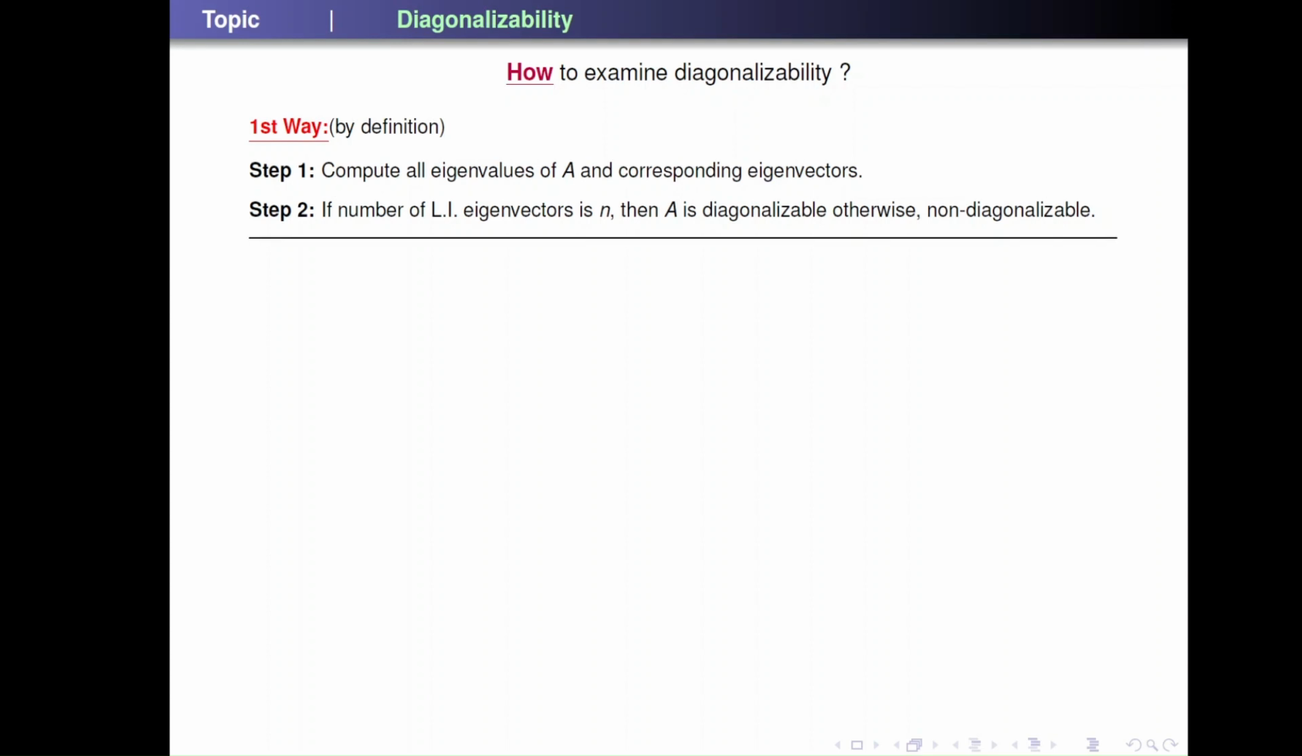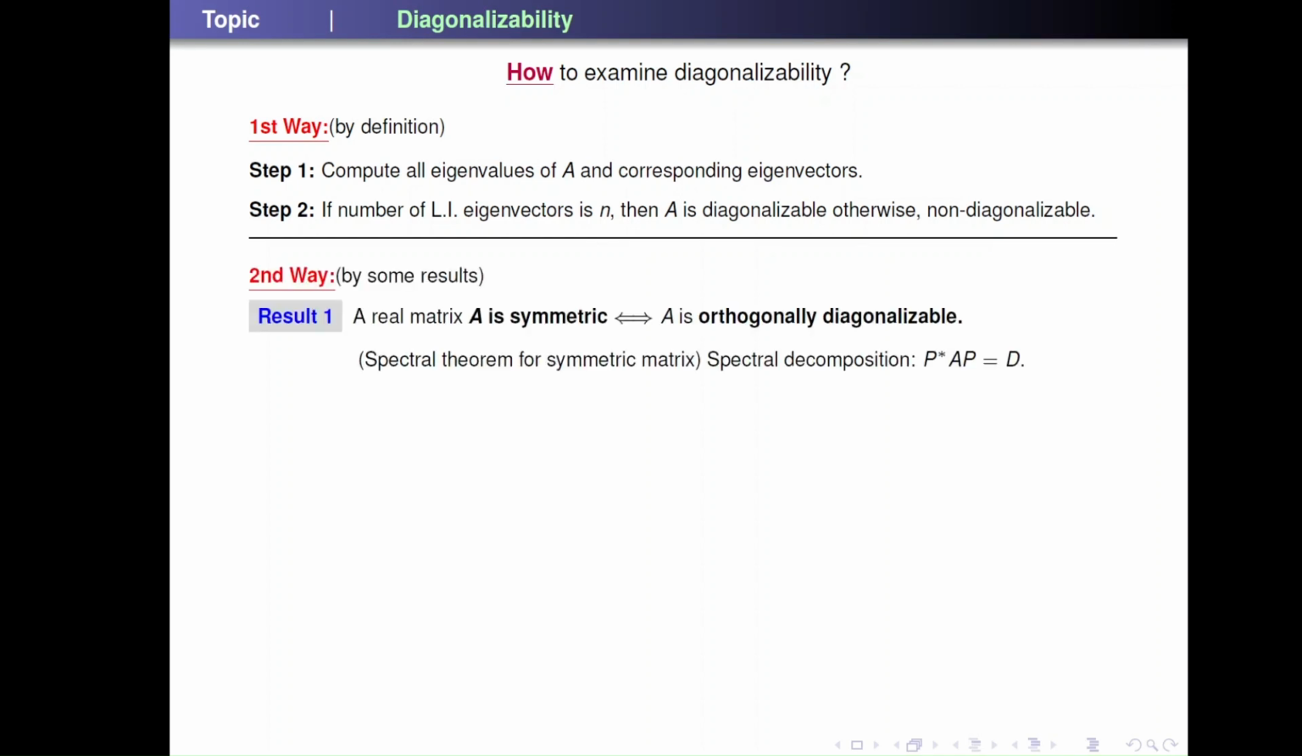The other way: if we know some fundamental results, then using those results we can also examine diagonalizability. Suppose we have a very nice result. It says that all real symmetric matrices are diagonalizable. That means whenever we see any real symmetric matrix, we can instantly say, yes, it is diagonalizable, due to this result. Another result says that A is diagonalizable if and only if its minimal polynomial splits into distinct linear factors. Remember that distinct is very important here.